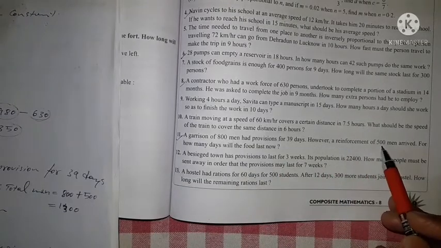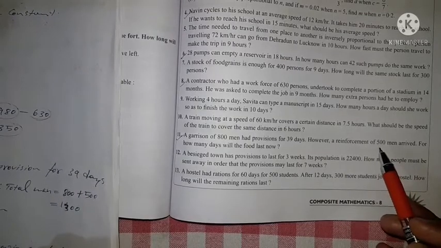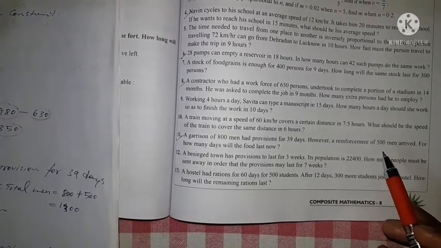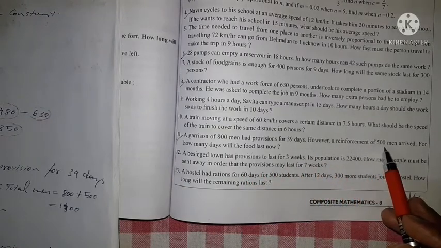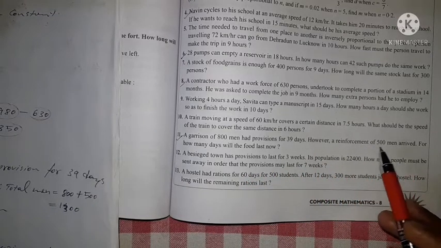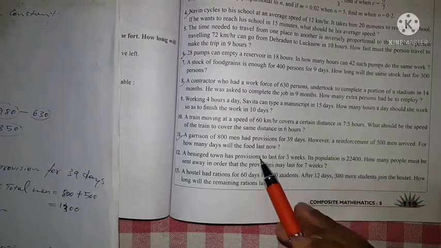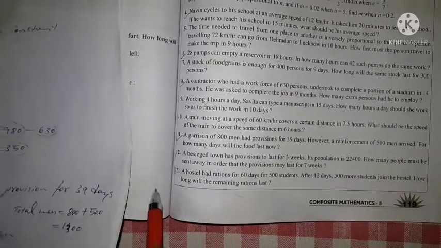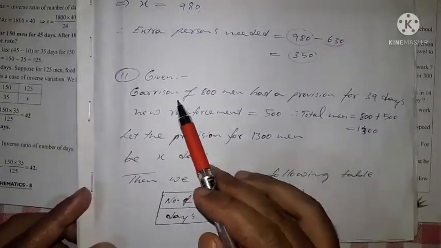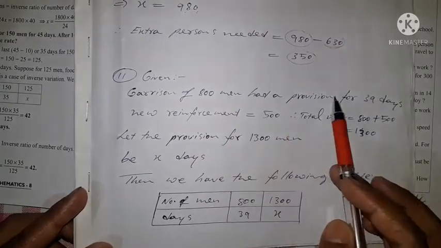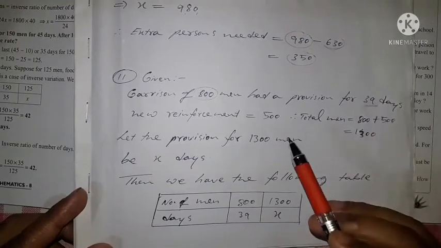Now, obviously since the number of men is more, the food will not last longer. So the number of days will reduce. Since the number of persons has increased, the number of persons to consume this food have increased, so therefore the number of days that the food will last will obviously decrease. So it is given in the question that a garrison of 800 men had provision for 39 days. That means 800 men can eat for 39 days.